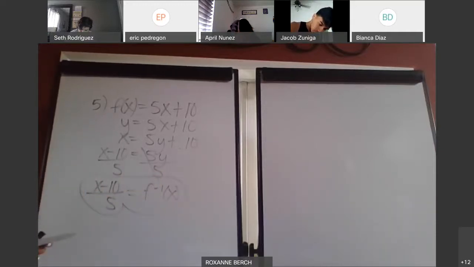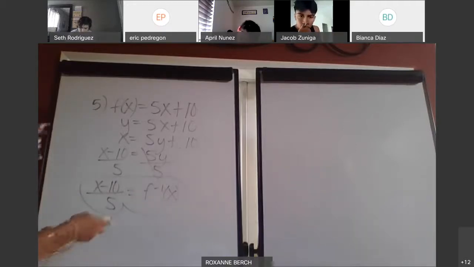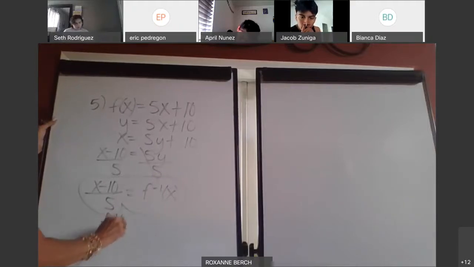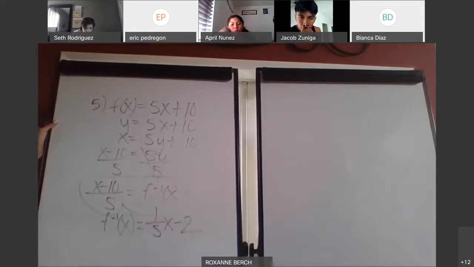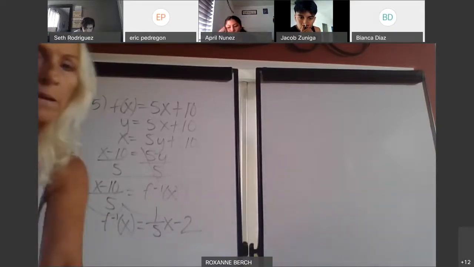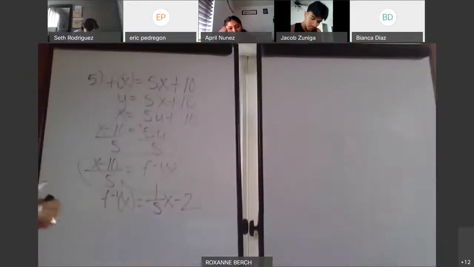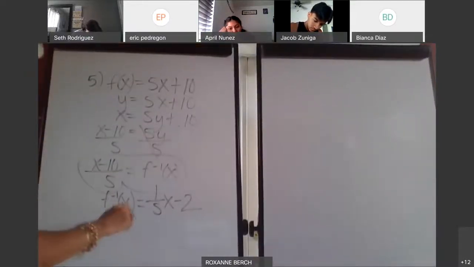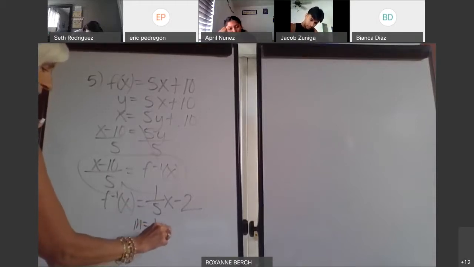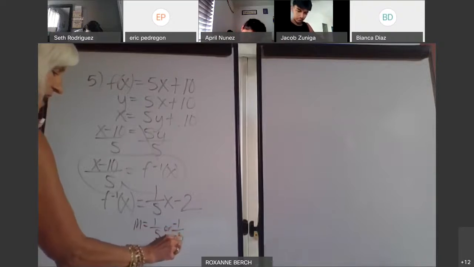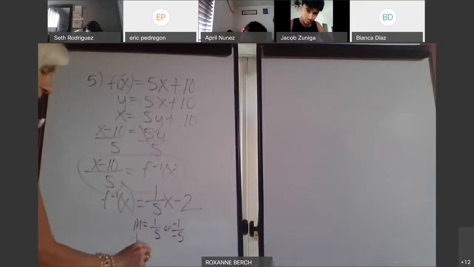Okay, now it says graph. So we do have to change this to slope-intercept form. So this would be 1/5 x minus 2. So the slope would be up 1, right 5, up 1, right 5, or down 1, left 5, and the intercept would be down 2.